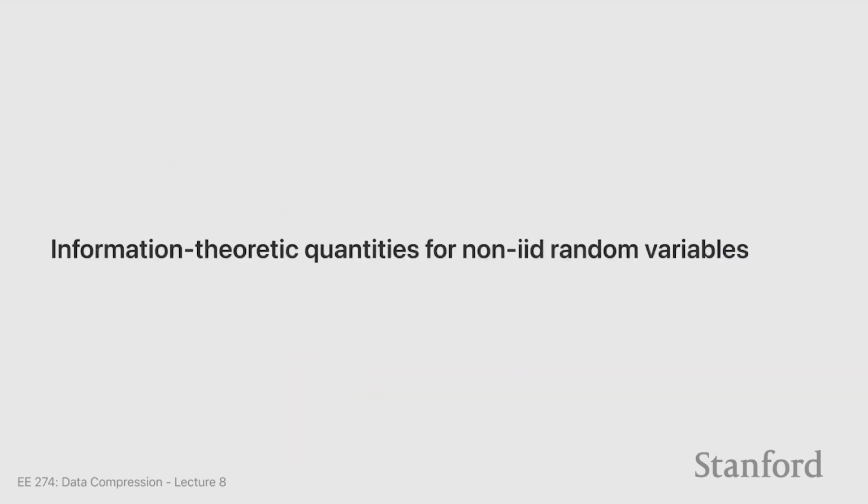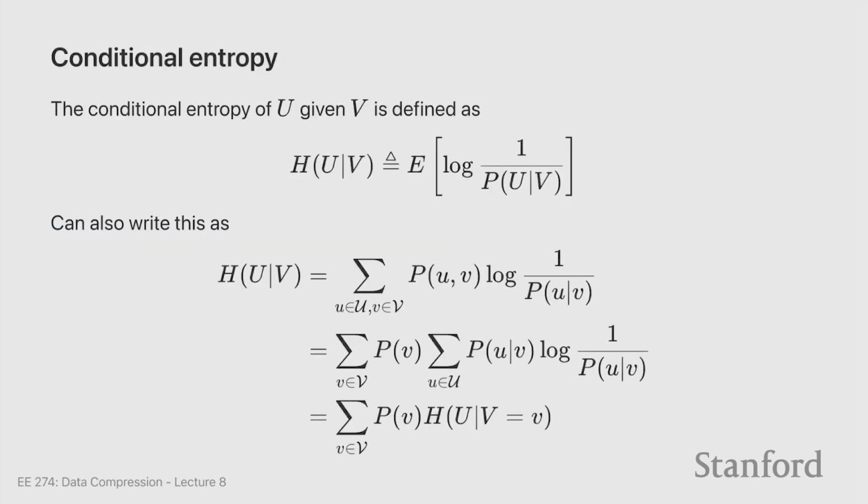Okay, let's move on to information theoretic quantities for non-IID random variables, if you have no questions. Right. These you will see in your homework. So I guess hopefully this will help you with the problems.